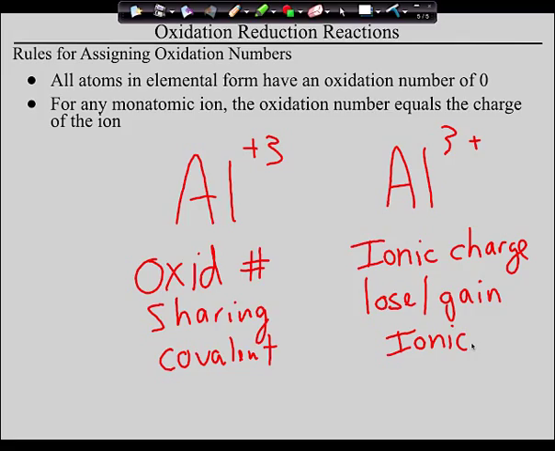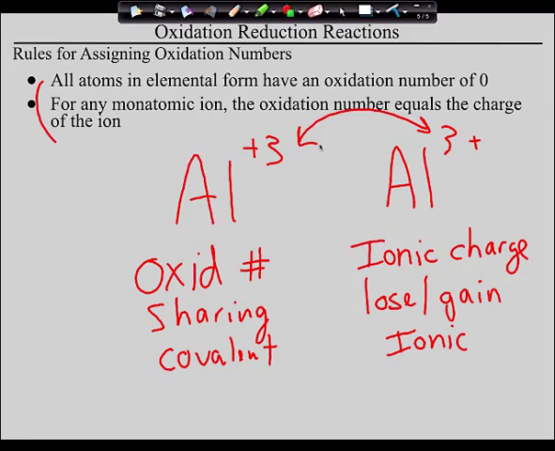When aluminum forms covalent bonds, this +3 is its oxidation number, which tells you how many electrons it wants to share. When aluminum loses its electrons, it is forming an ionic charge through the loss of electrons, and that allows it to form ionic bonds. So guys, the bottom line, and that's what this is saying, these are typically the same. The number of electrons that an atom will share also tends to be the number of electrons it will lose. That's what that second sentence is saying.